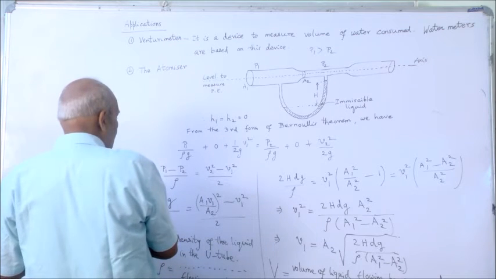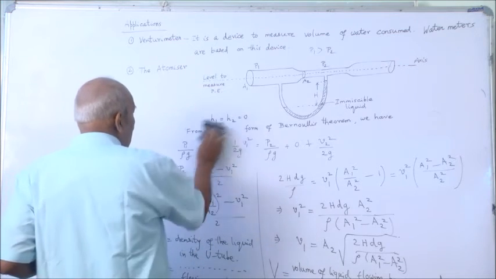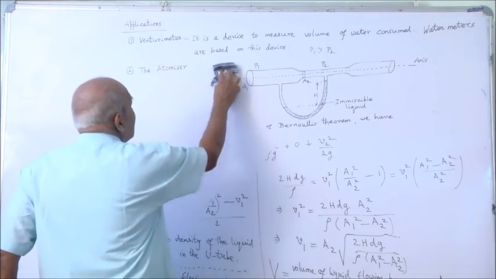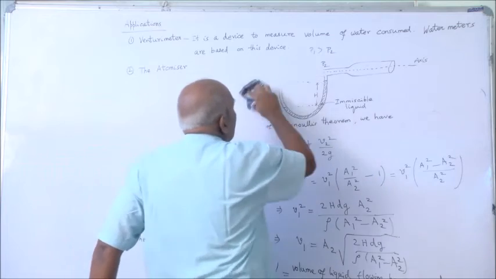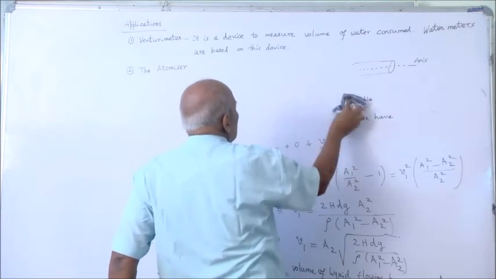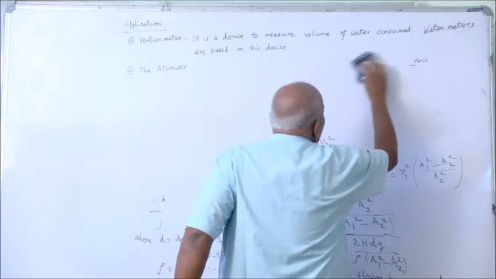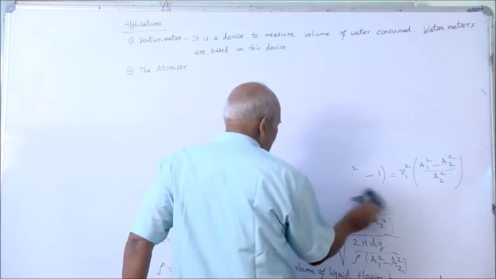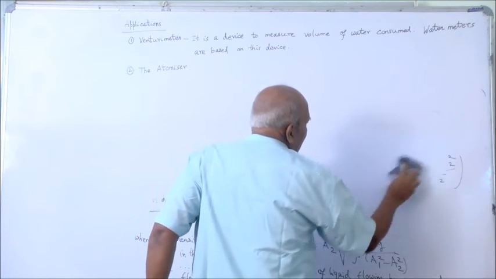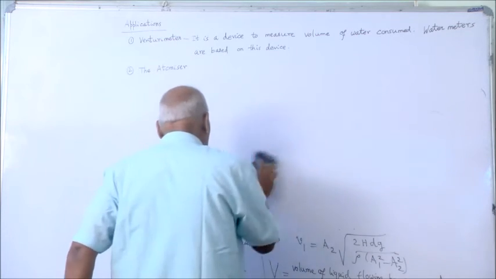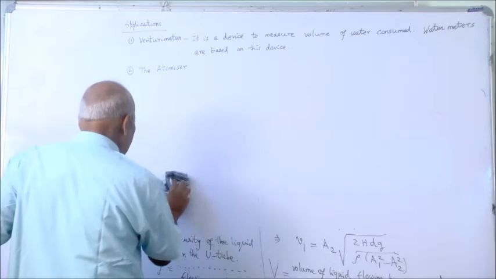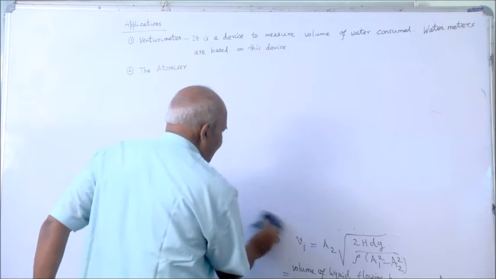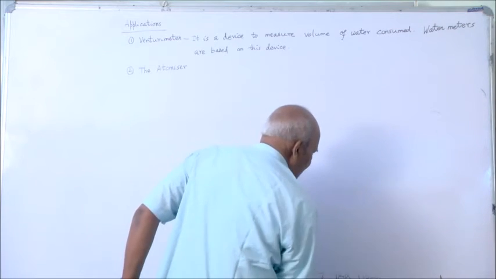atomizer. So, what is the atomizer? One may think that atomizer means to produce atoms. That is not the case. That means to produce very small particles, like a spray. Suppose there is a spray. So, there you use very small particles. So, very small particles are prepared with the help of this device, that is atomizer.